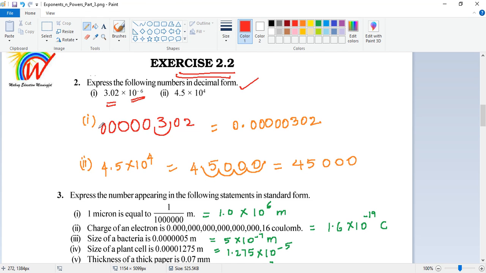Then I put a point over here. See, now from here I have moved 6 positions backwards. So 1, 2, 3, 4, 5, 6. So this is how I will write it in decimal form.